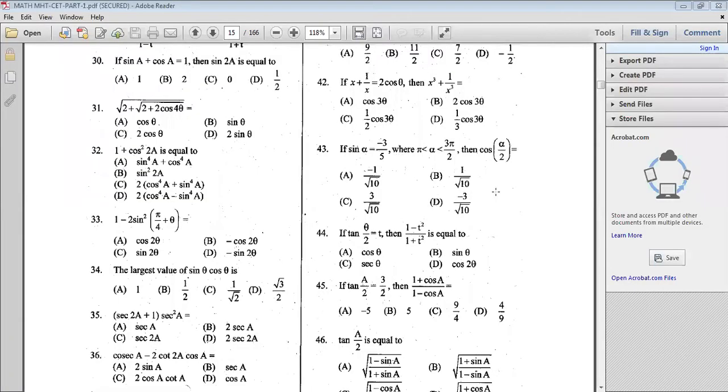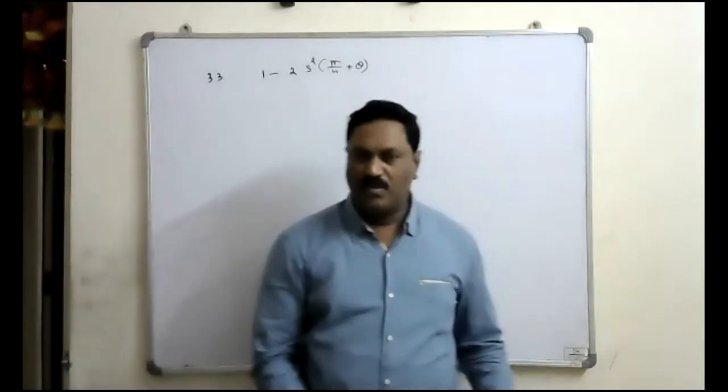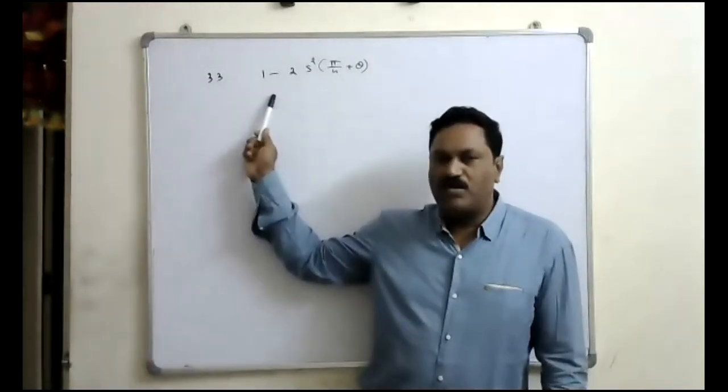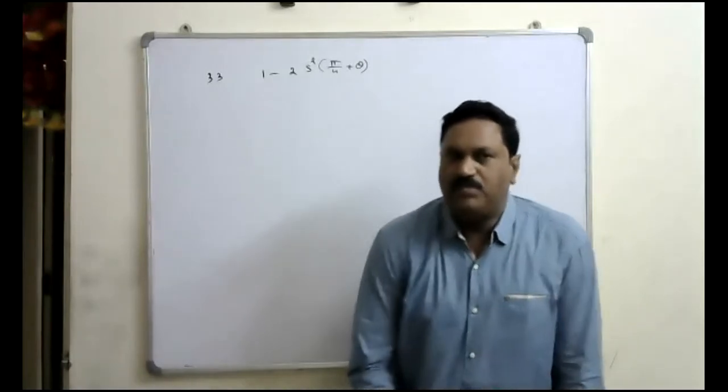Observe this problem number 33: 1 minus 2 sin square of pi by 4 plus theta. So we have to simplify this. To find that, once observe this format. It is in the format of 1 minus 2 sin square a form. What is the formula for 1 minus 2 sin square a?